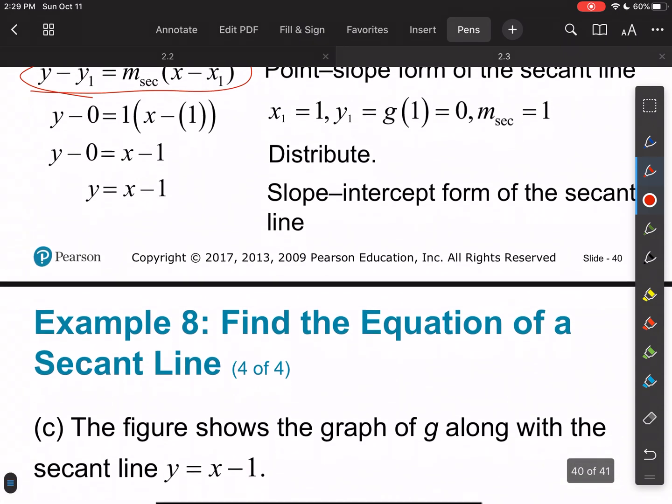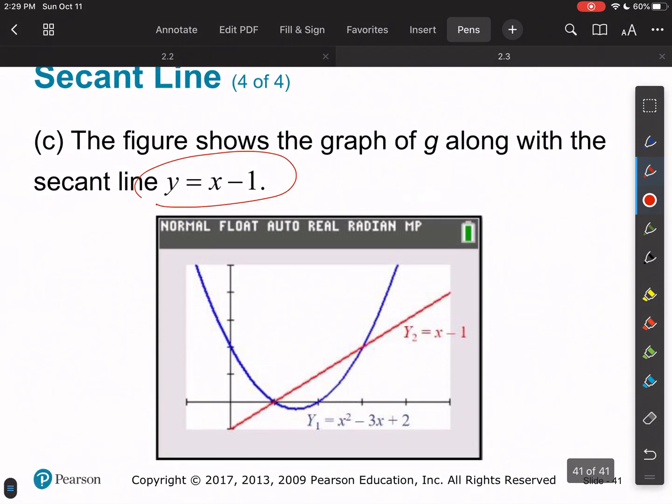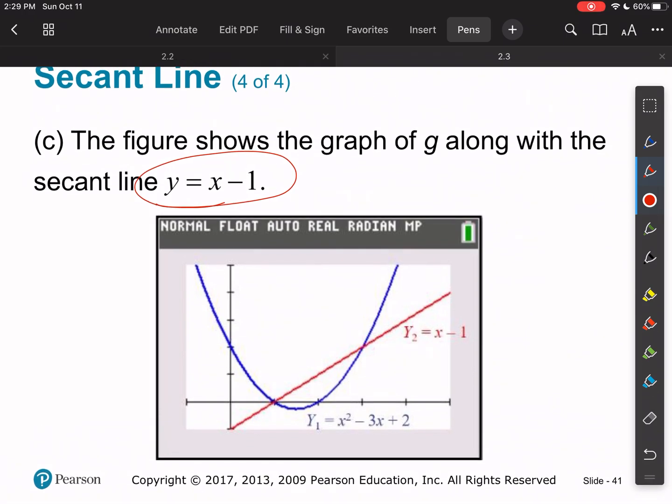And I believe they want us to just graph that. So you would graph the line y equals x minus 1, and graph the original function. You can do this on your graphing calculator. You can do this on Desmos. They just want to see that you're able to do that.